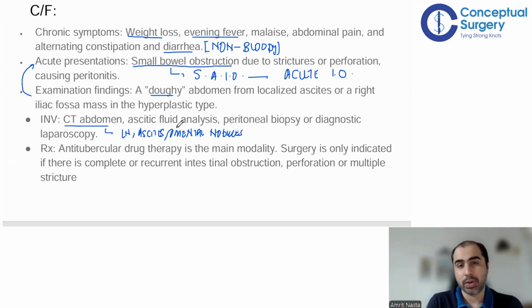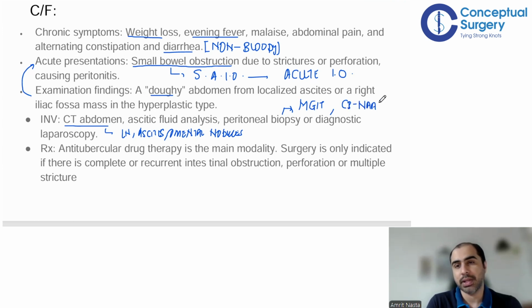If possible, you can do ascitic fluid analysis. Best thing would be to do a diagnostic laparoscopy and biopsy. And when you do a biopsy, you want to isolate the bacteria. So you will send it for culture, that is called as TB MGIT or BACTEC. And you would also send it for CBNAAT or GeneXpert.